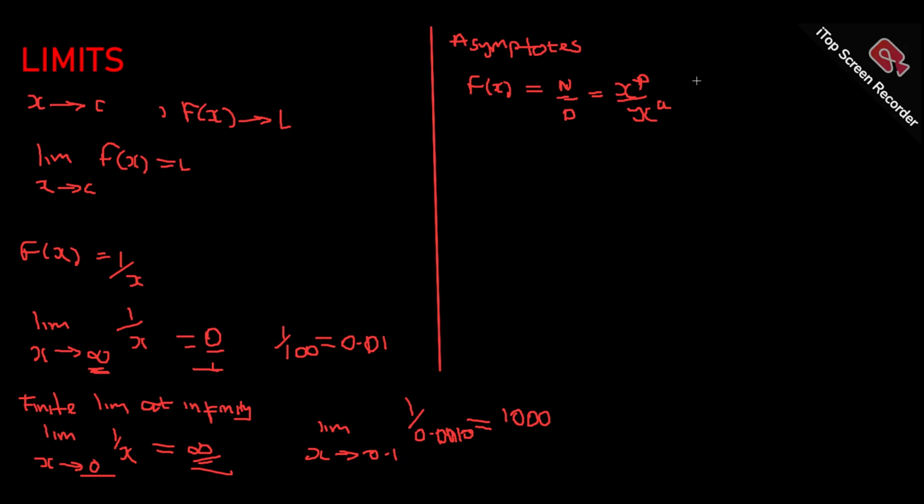So the highest power of the numerator is p, and the highest power of the denominator is a. From this, they can tell you to find the asymptotes. We'll start with the simplest one, the vertical asymptote. Whenever they ask you to find the vertical asymptote, you should be smiling. This one is very simple, just like the rest. What are we supposed to do? When finding the vertical asymptote, you just equate the denominator to 0, then look for the values of x.